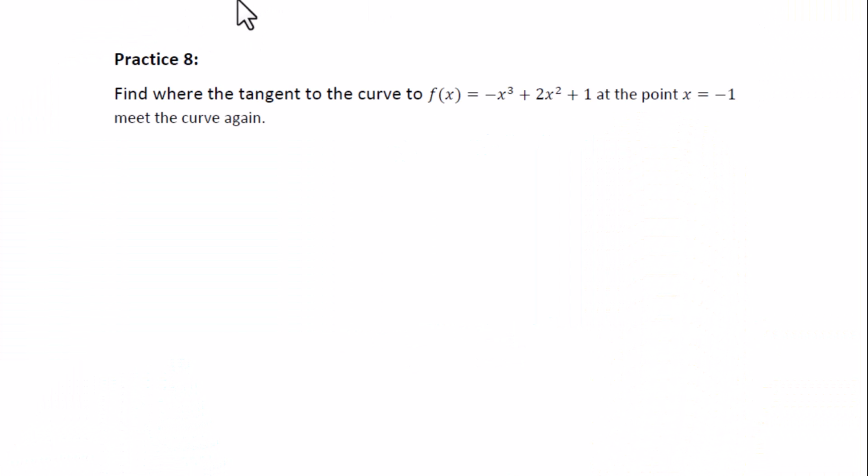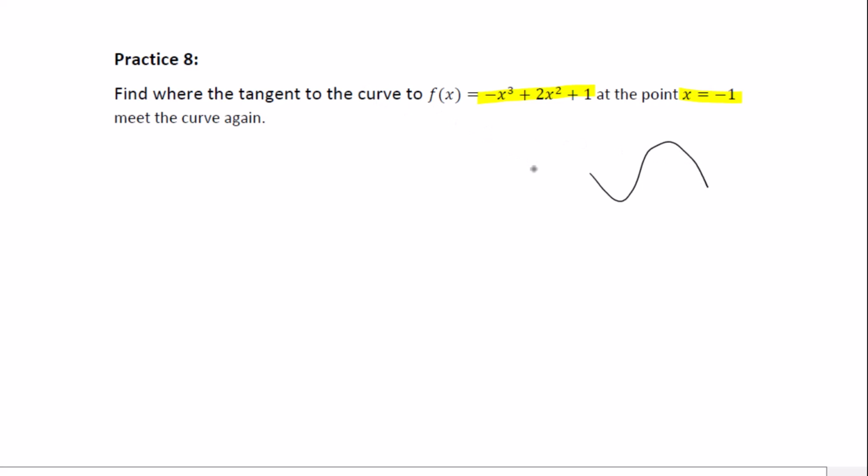Let's go to practice 8. Find where the tangent to the curve f of x equals negative x third power plus 2x squared plus 1 at the point x equals negative 1 meets the curve again. We can sketch the graph like this. Here's the point. We draw a tangent line. Then they meet the curve again here.